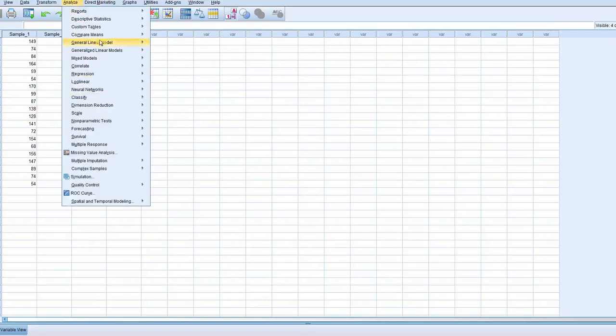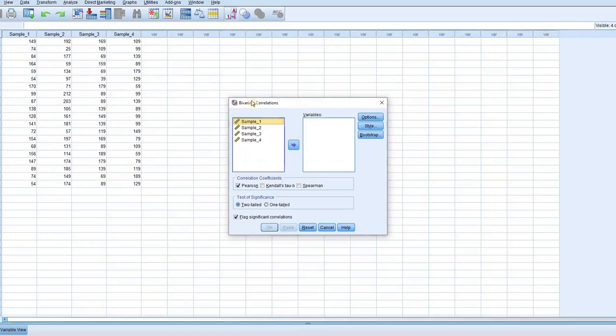Go to the menu bar and click on Analyze. From the sub-menu, put your cursor on Correlate. And from the drop-down options, click on Bivariate to open the Bivariate Correlation dialog box. Your variables are in the box on the left.